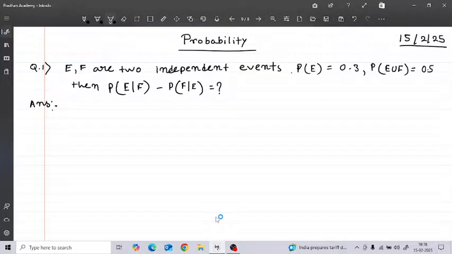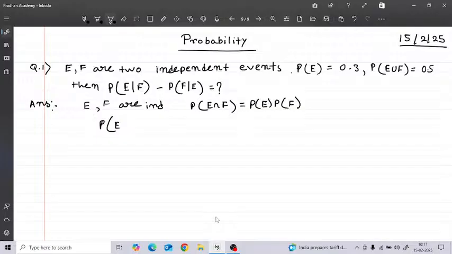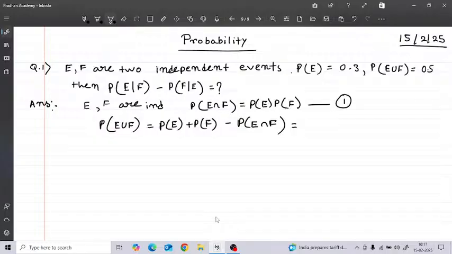So here, as E and F are independent, we can write probability of E intersection F is equal to probability of E times probability of F. Then probability of E union F can be written as probability of E plus probability of F minus probability of E intersection F. So I can replace this probability of E intersection F with this. This is my equation number 1.